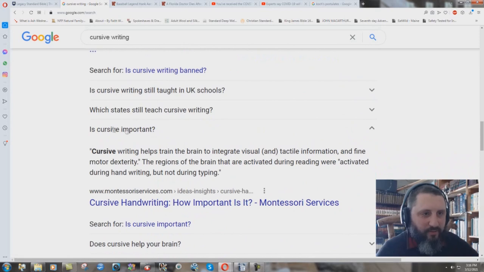But then you get down here, is cursive important? Cursive writing helps train the brain to integrate visual and tactile information and fine motor dexterity. The regions of the brain that are activated during reading were activated during handwriting, but not during typing.